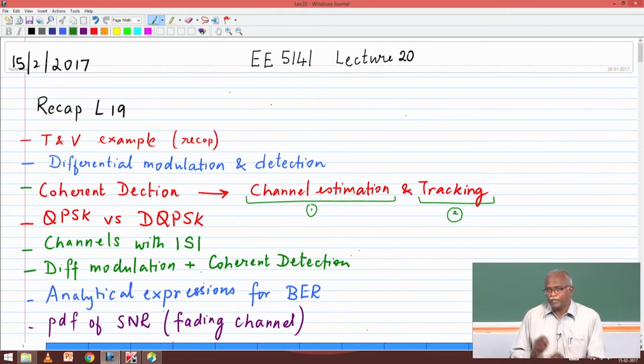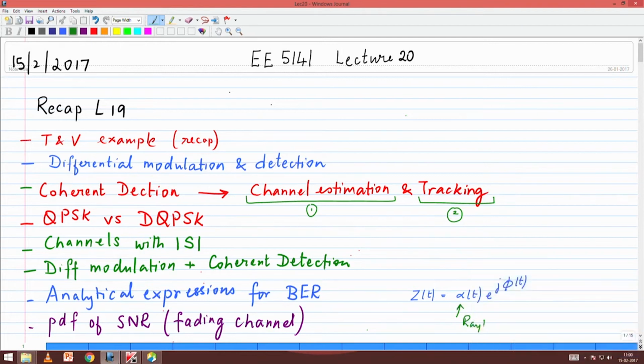We will also talk about one of the things that we have studied so far, the probability density function for a wireless channel, which is characterized in the following form: Z of t, which is alpha of t e power j phi of t. Now alpha is the one that has the Rayleigh PDF. And we have also said that the SNR in an AWGN channel is given by Eb/N0. Now if the amplitude is getting modified by alpha, then the signal power will be modified by alpha squared.